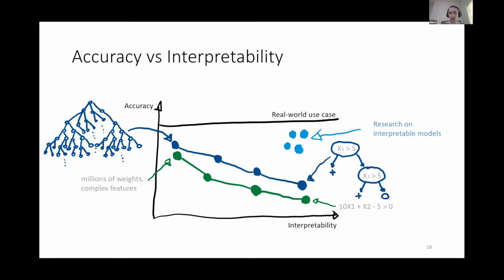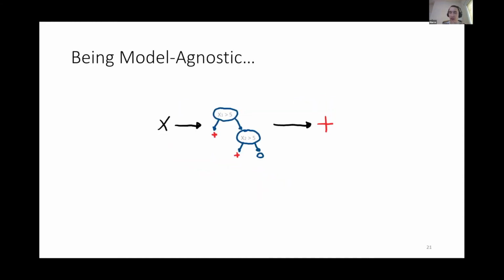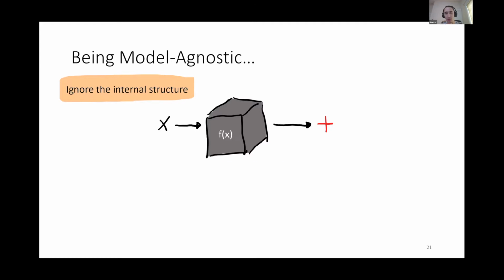For some domains, though, we're not able to reach the desired accuracy yet, in particular for vision and NLP, that's the case. Although for tabular data, they've had great success. Whereas deep learning or ensembles typically have pretty good accuracy even on these domains. Sometimes even as good, it seems, as humans, typically not though. But being model agnostic or getting black box explanations means we're going to ignore the model's internal structure and just assume it's a black box.